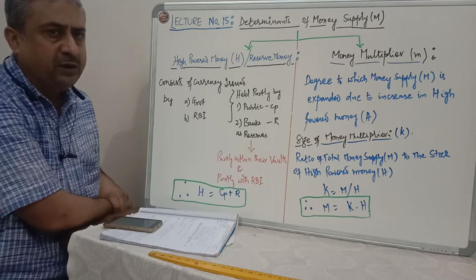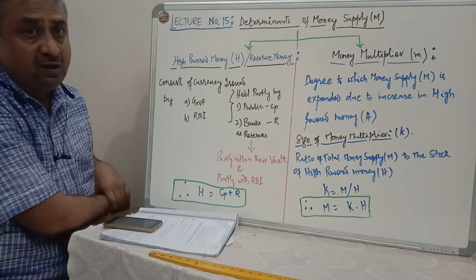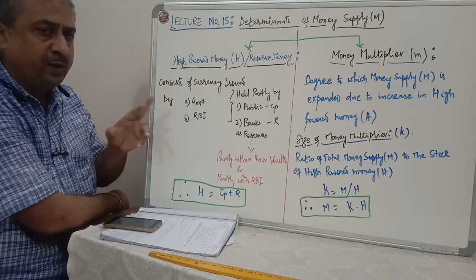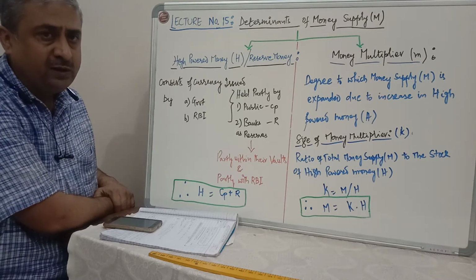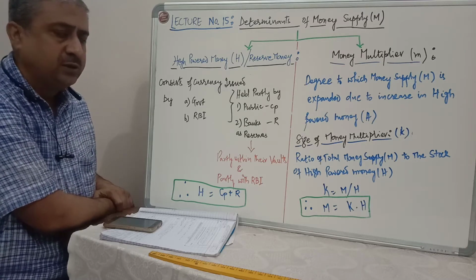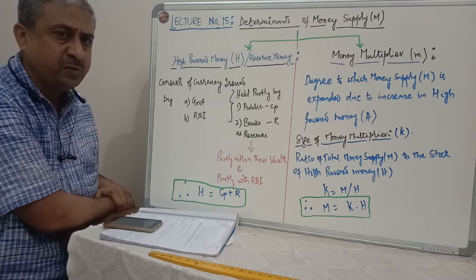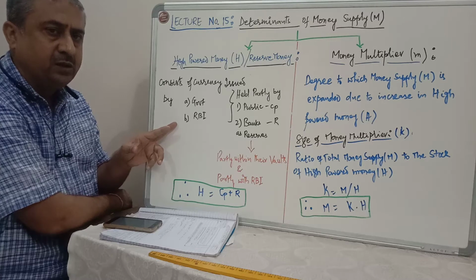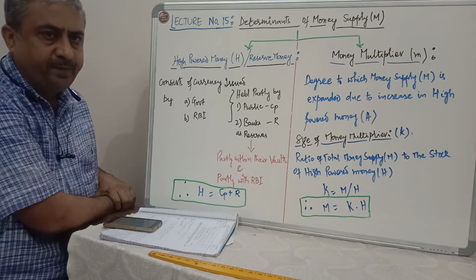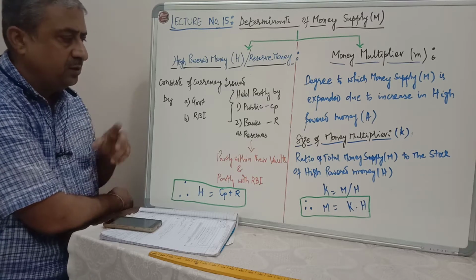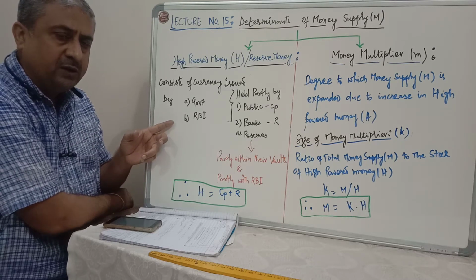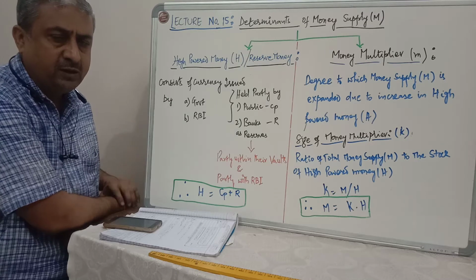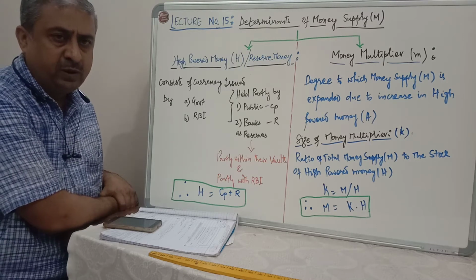First determinant of money supply is high powered money or reserve money. Now, what is it? It consists of currency issued by government as well as by RBI. You might be wondering why the government also prints money and RBI also prints money. RBI prints money according to monetary policy. Now, what is monetary policy? If you remember, to print money, you have to keep certain reserves of gold that we had studied last time.